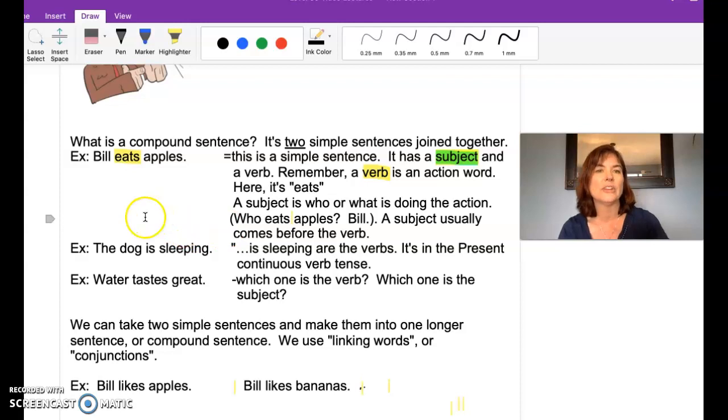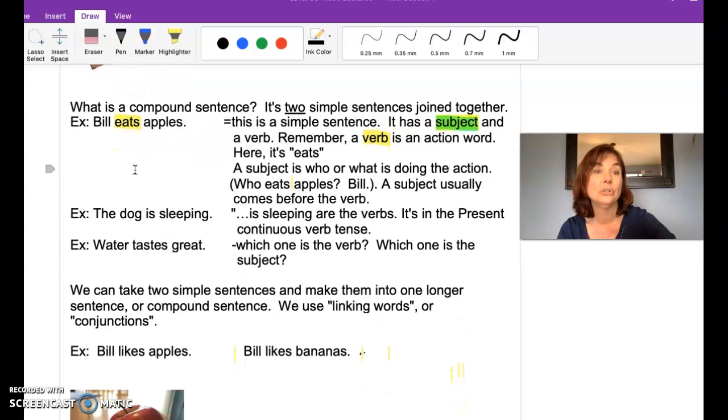So here's a great example of a simple sentence. Bill eats apples, okay? This has a subject and a verb. Remember that a verb is an action word. So here the verb is eats, okay? That's an action. Now a subject is who or what is doing the action. Who eats? Bill, okay? And quite often, usually the subject comes in front of the verb, okay? So Bill eats apples, simple sentence.